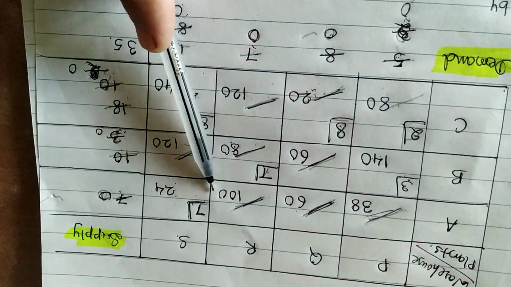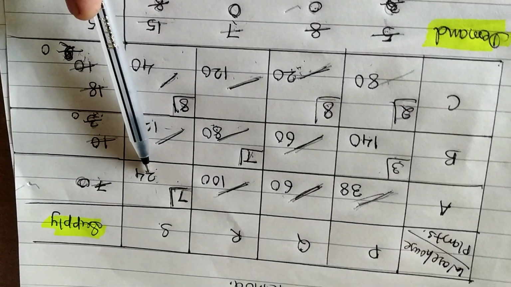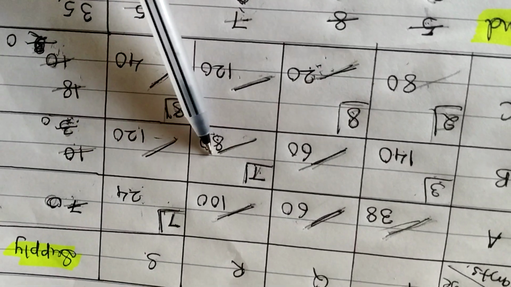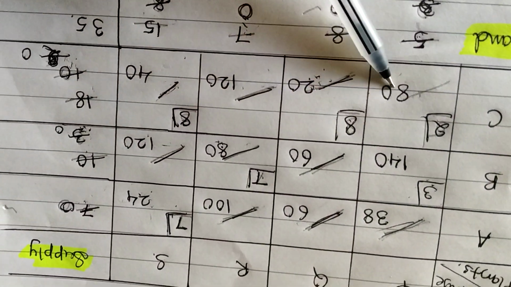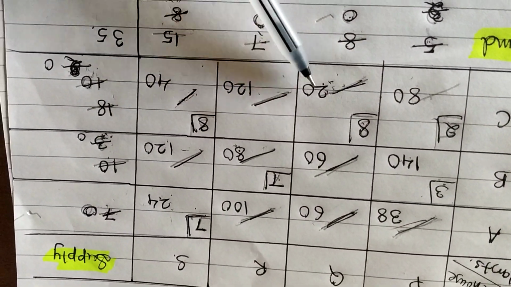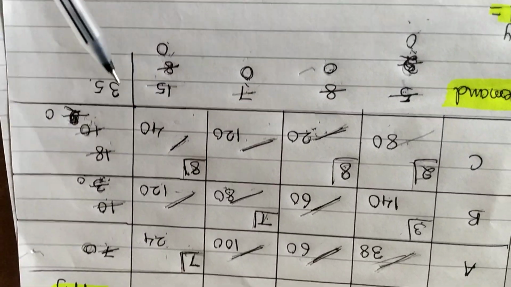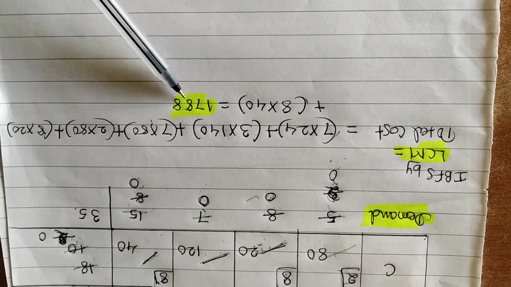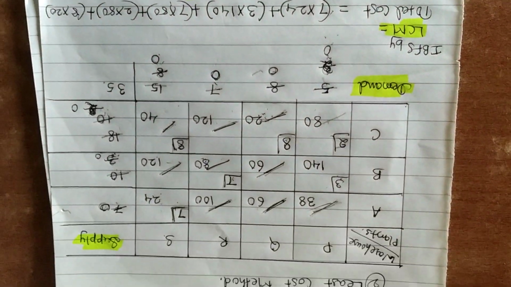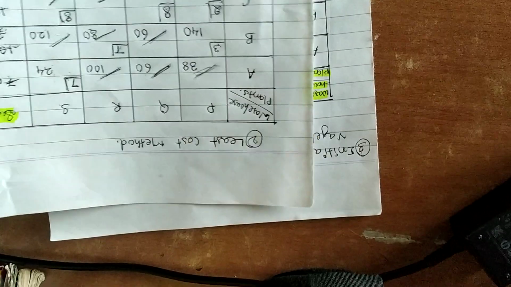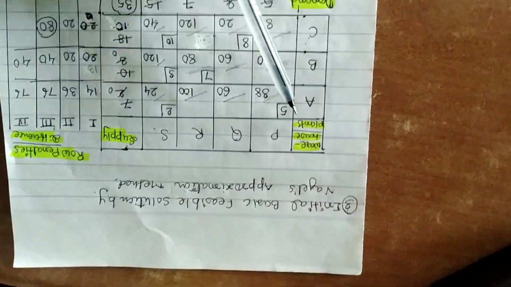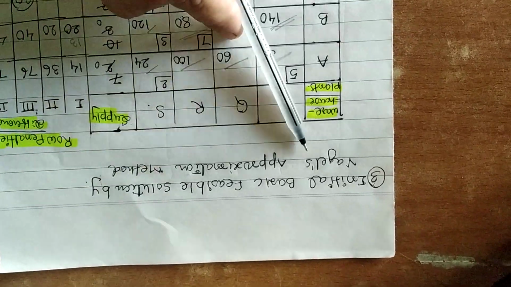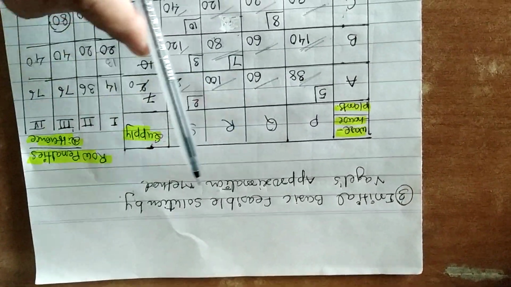Okay, means this is 7 into 24 plus 3 into 140 plus 7 into 80 plus 2 into 80 plus 80 into 20 plus 80 into 40. Okay, is equal to, the total cost is coming 1788. Okay, next, third is the initial basic feasible solution by Vogel's approximation method.